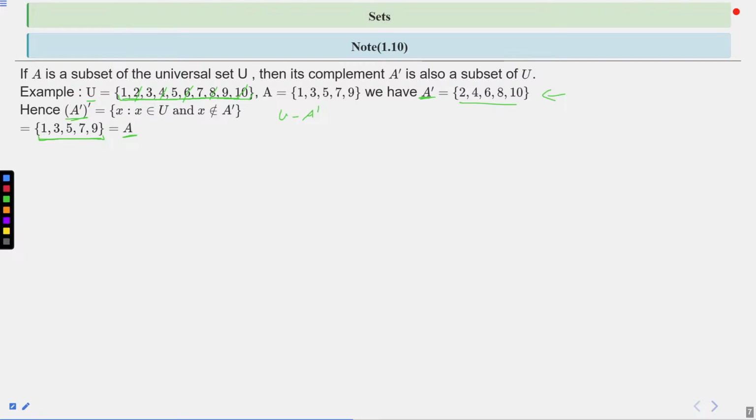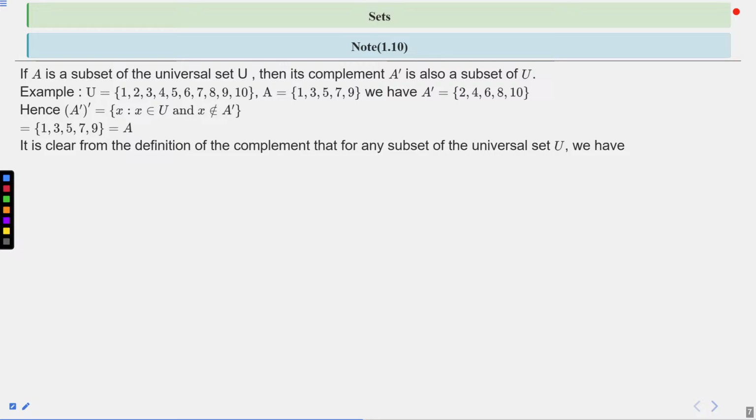Okay. It is generally true that finding A complement and then its complement will give you A itself. So it is clear from the definition of complement that for any subset A of universal set U, we have A complement complement equals A itself. Clear?